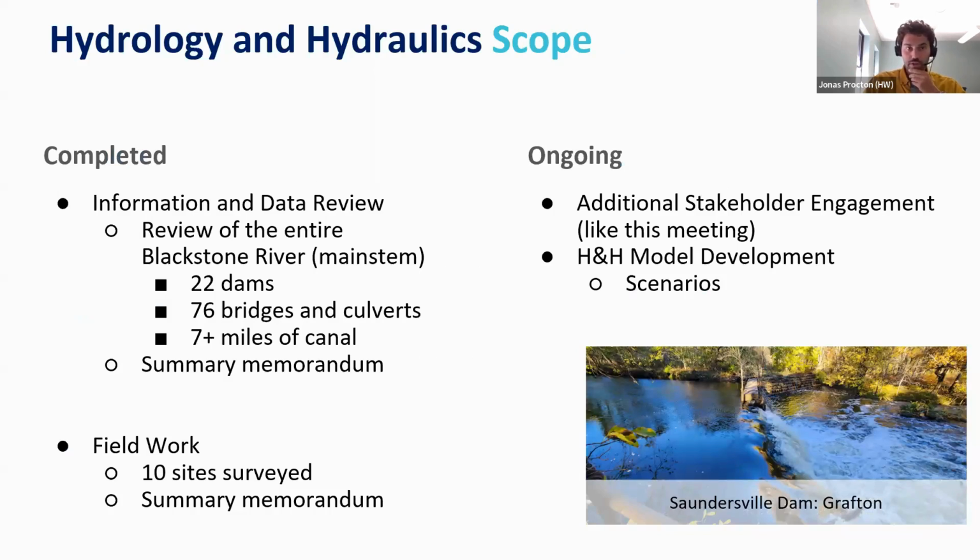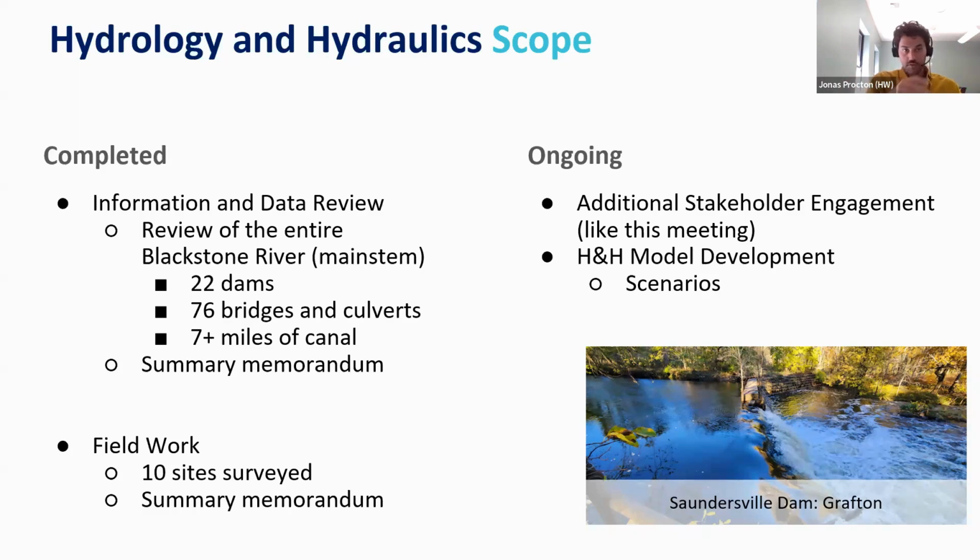So for this current project, we were looking at the main stem of the Blackstone River. Basically focused on the main stem, just given the inherent limits of time and budget to complete a project. And even with the main stem, we had our hands pretty full. So we started by reviewing everything along the main stem in terms of human alterations. That includes 22 dams, 76 bridges and culverts, mostly bridges, and over 7 miles of canal that basically run parallel to the Blackstone River.